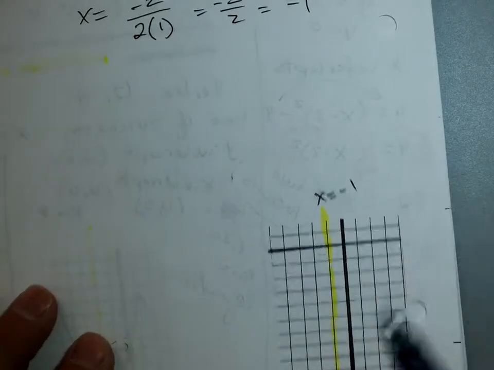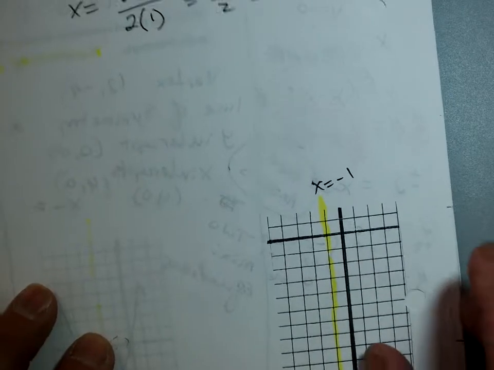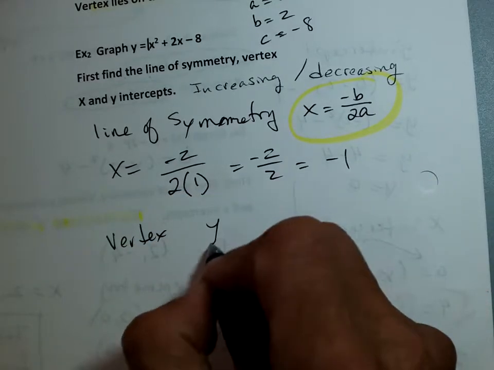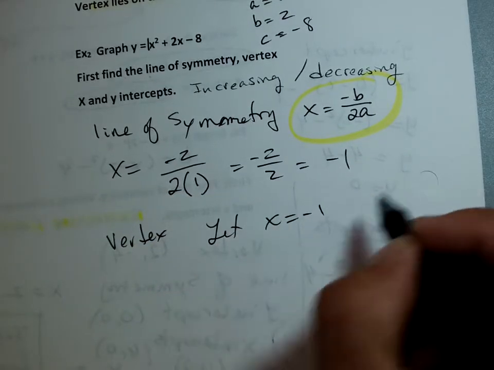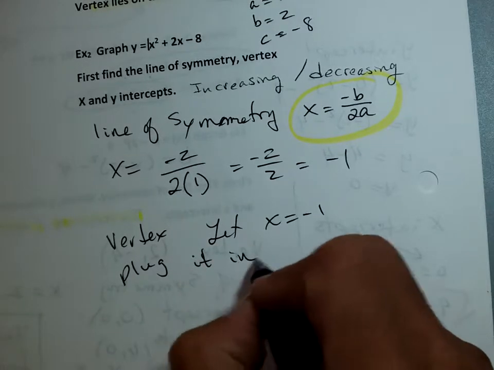Now, I know the vertex lies on this line. You guys agree? So to find its y value, we plug it in, okay? So for the vertex, let x equal negative 1 and plug it in. Okay, plug it in.